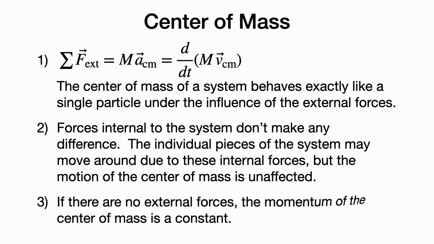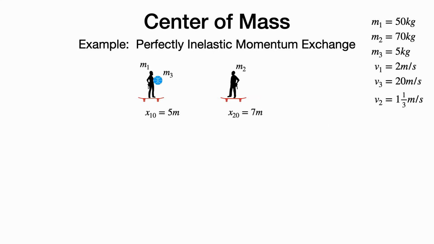Let's consider again the example of perfect inelastic momentum exchange, but in this case, let's consider finding the center of mass of this system. That center of mass, of course, is given by the sum over the individual masses times their position, which is going to be equal to the total mass times the position of the center of mass. Let's let the mass 1 and mass 3 initially be at a position of 5 meters in our given coordinate system. And mass 2 is going to be at a position of 7 meters in our coordinate system.